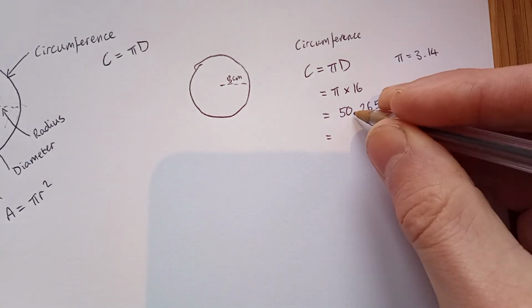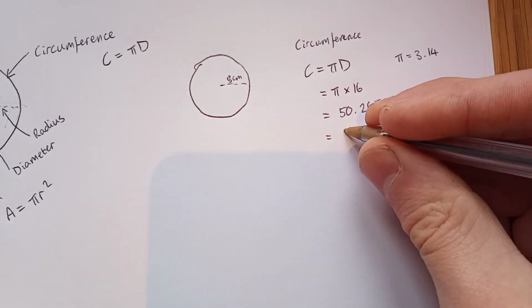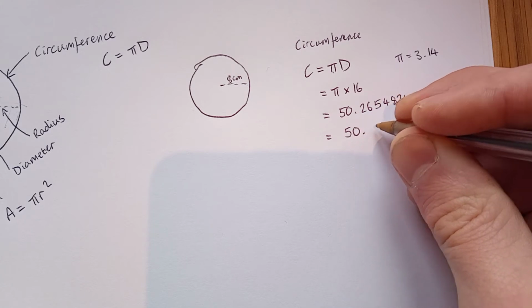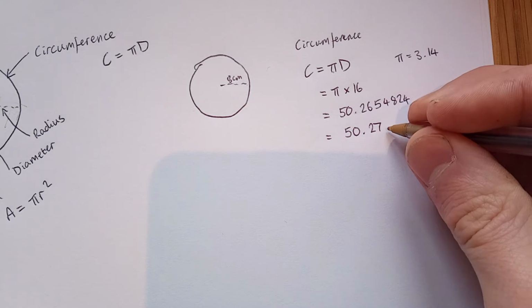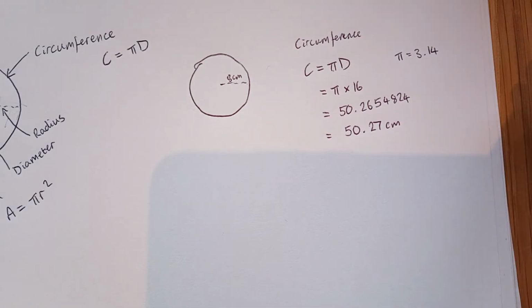We want a rounded answer, so always write your full long answer and then your rounded answer, which is 50.27. Now that's a distance around the outside, so it's just going to be measured in centimeters.